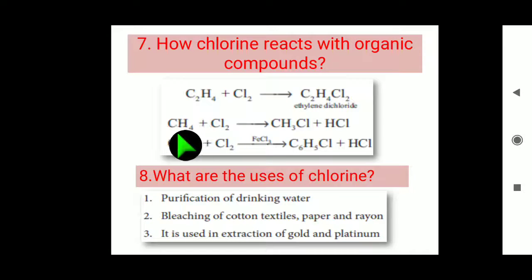Likewise, alkane, methane. Methane is an alkane, CH4, treated with the chlorine. Methyl chloride as well as hydrogen chloride will form. The first equation is addition, the second one substitution. The one hydrogen is replaced by the chlorine, CH3Cl plus HCl.